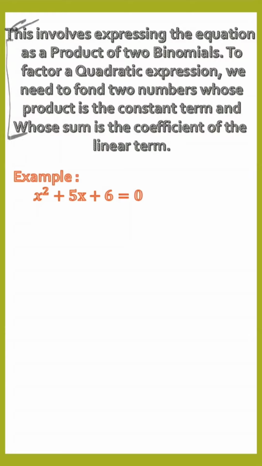So as you can see, x² + 5x + 6 = 0. I write this quadratic equation, and it is in the form of ax² + bx + c = 0, right? Where a = 1, b = 5, and c = 6. Okay, now how can we solve it?